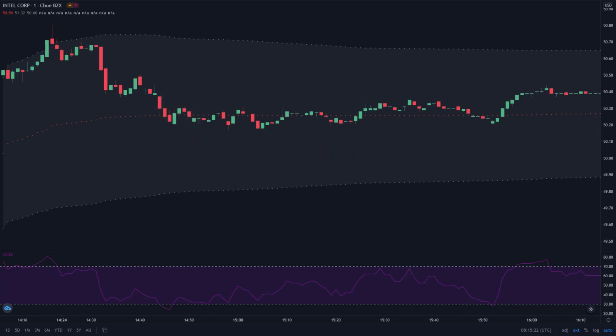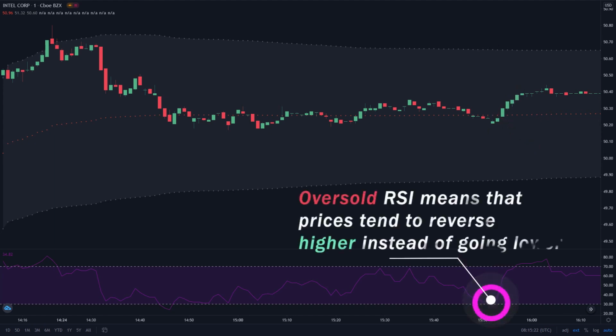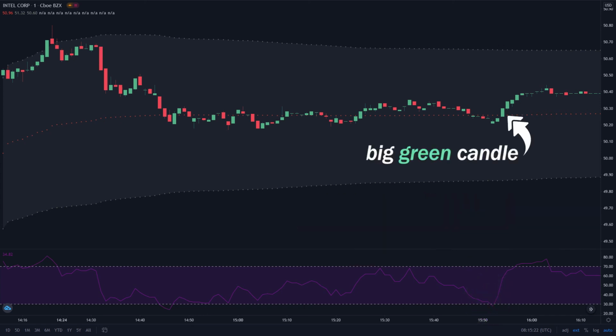So how do we know if it's going to break out upwards or downwards? Well, that's where the RSI comes in handy. You can see that the RSI is oversold, meaning that there's a high chance that it is going to go up. See what happens next. A green candle formed while the RSI is heading upwards.